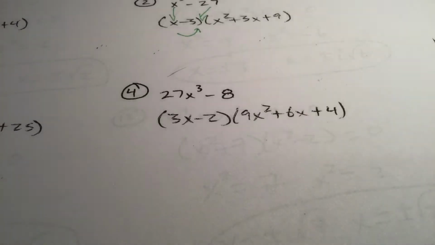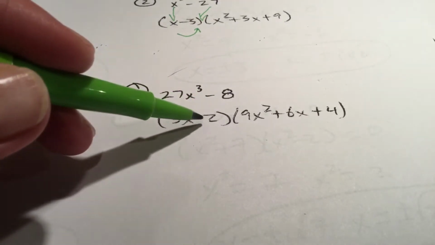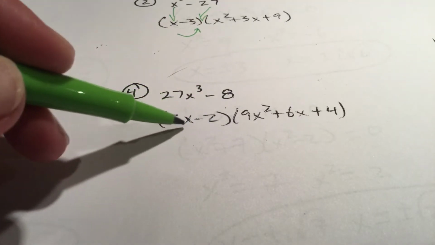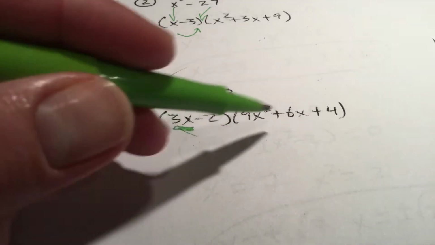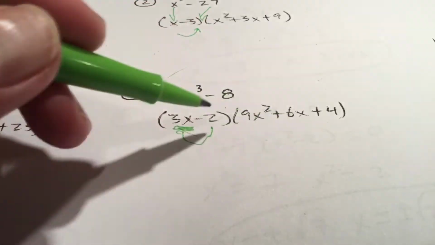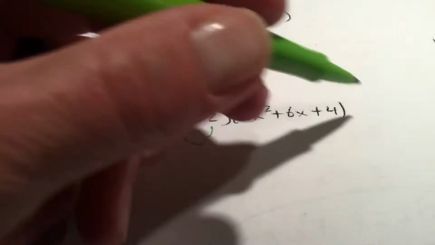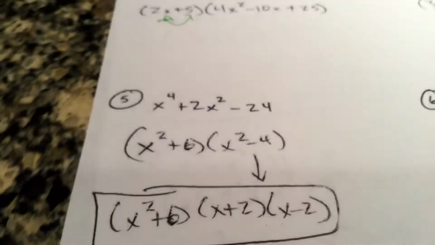On number 4, same deal. Take the cube root of 27x cubed, which is 3x, minus the cube root of 8, which is 2. That first term, you're going to square all of it to get 9x squared. If that was a negative, that's a positive. The inner product, 3x times 2, is 6x. Take the second term and you square it to get 4. All right, put that on your cheat sheet.